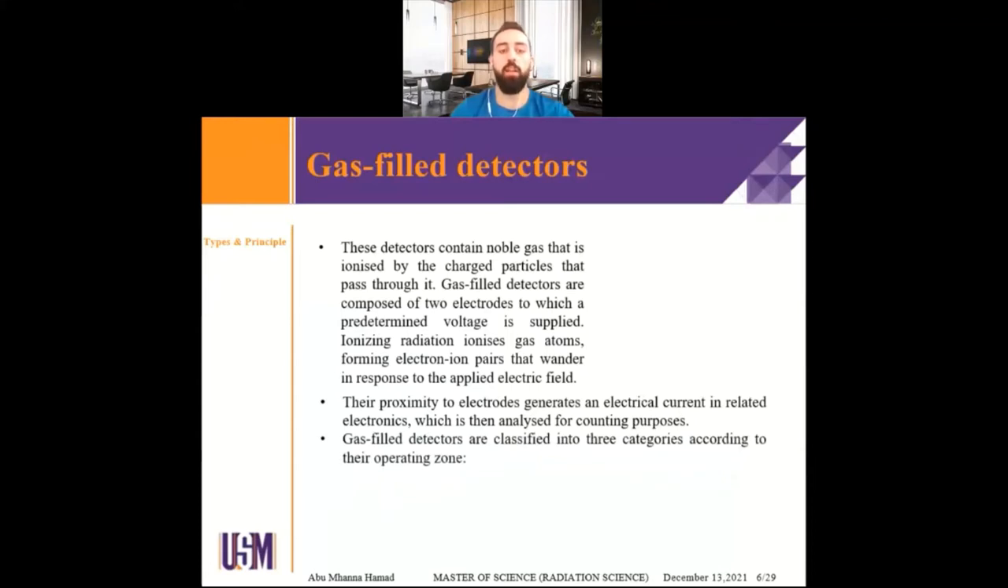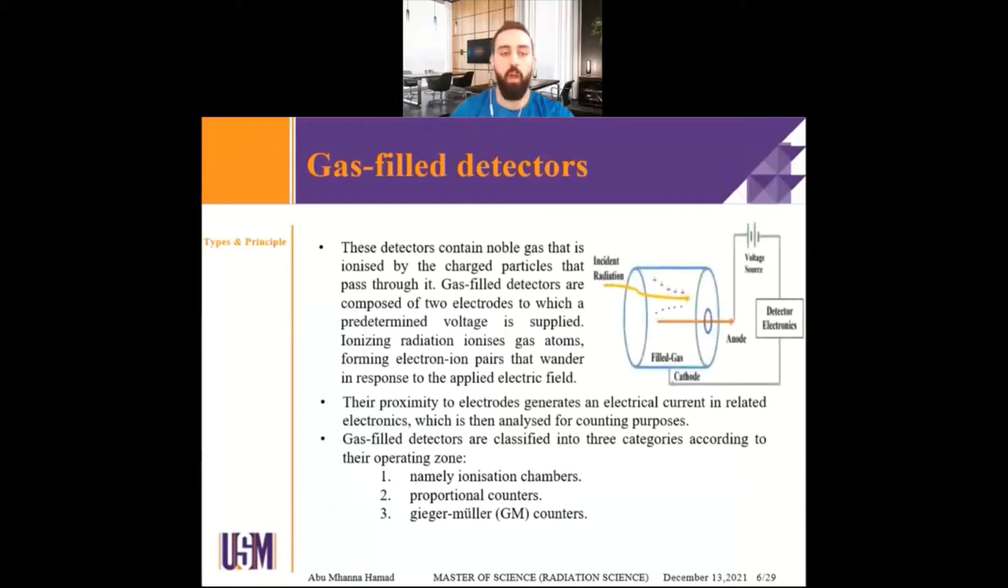Gas filled detectors are classified into three categories according to their operating zone, namely ionization chamber, proportional counter, and Geiger-Muller counters. The ionization chambers operate at a low electrical field, which eliminates the possibility of gas multiplication, and are insensitive to voltage due to the fact that they have no dead time. They are ideal for high radiation discharge rates.